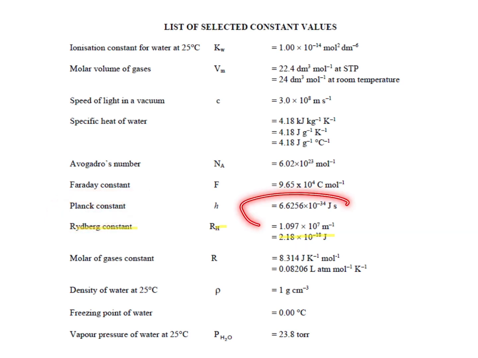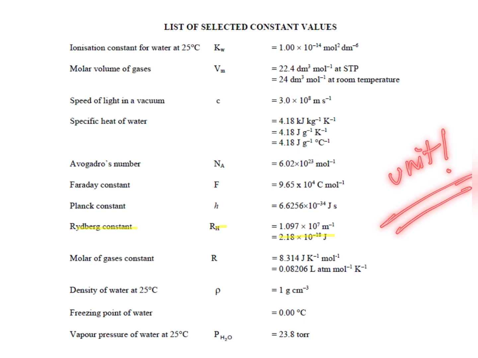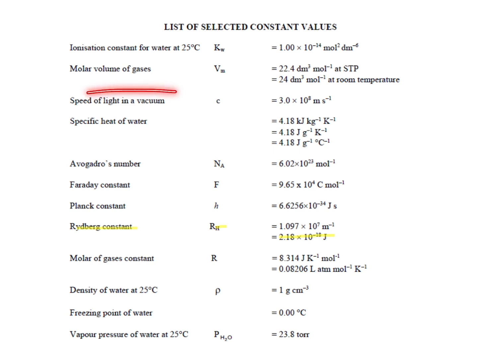So Planck constant 6.6256 exponent negative 34, unit dia joule second. Okay, so every time kamu buat calculation, please write the unit. Okay, and then kamu akan jumpa juga dalam this chapter speed of light. So ini kamu familiar, dalam fizik pun ada. So ini speed of light, C simbol dia, and the value is 3 exponent 8 meter per second.